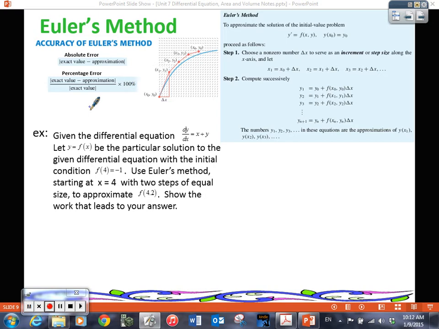I think one of the questions on the daily work asks you to approximate the error. This is definitely a calculator lesson. You really need your calculator for these kinds of computations. These aren't the kind of things you really want to do in your head or on scratch paper.